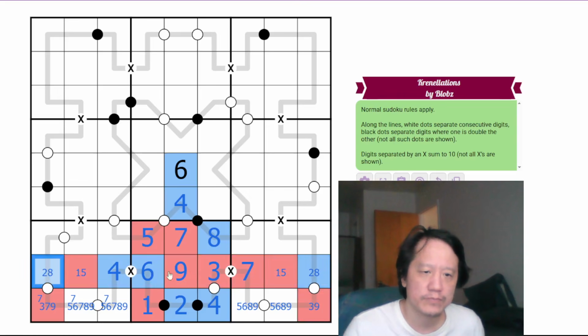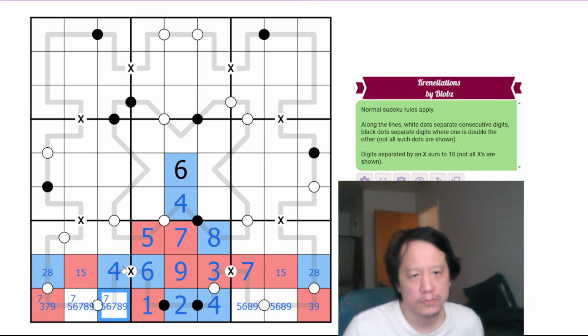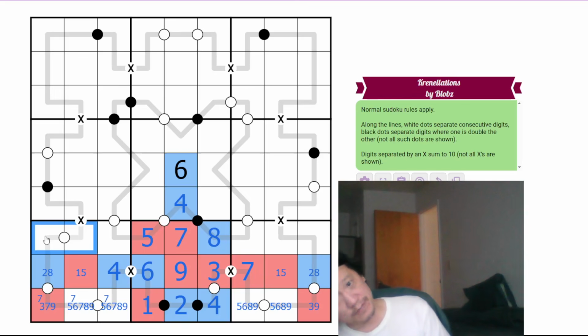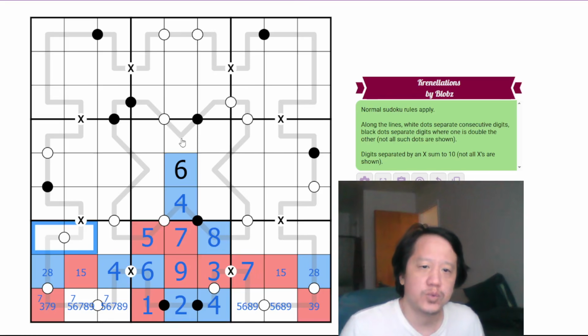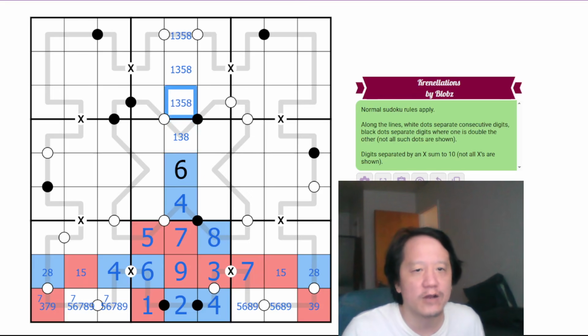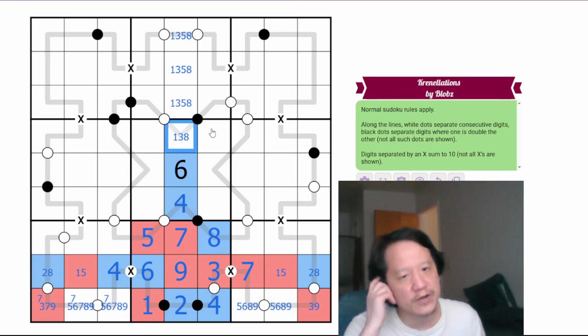Okay. What else do we have? These digits are consecutive. Does that help any? Not particularly. Remaining digits of column 5. We have 1, 3, 5, and 8. 5, as I said, cannot be part of a black dot scenario.